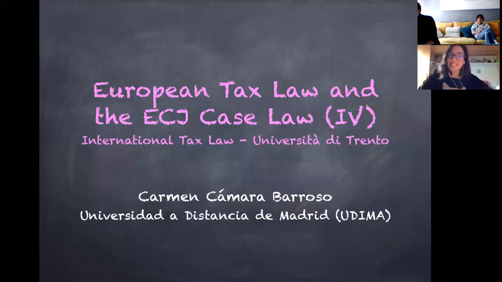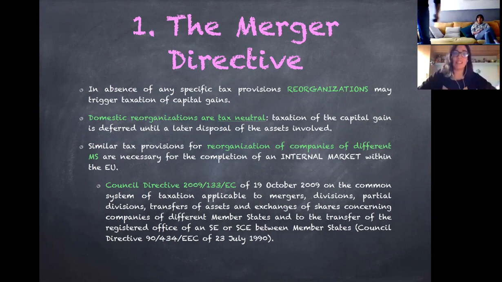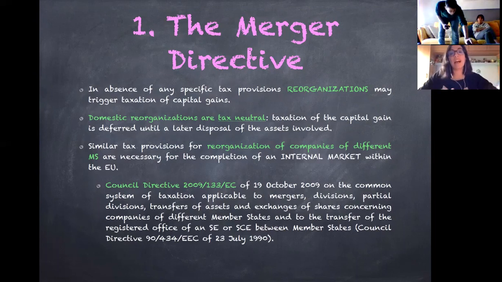In this video, we are going to analyze the merger directive of the European Union through a case of the ECJ. In absence of any specific tax provisions, reorganizations in general may trigger taxation of capital gains. Domestic reorganizations or internal reorganizations are tax neutral. That means that taxation of the capital gain is deferred until a later disposal of the assets involved.